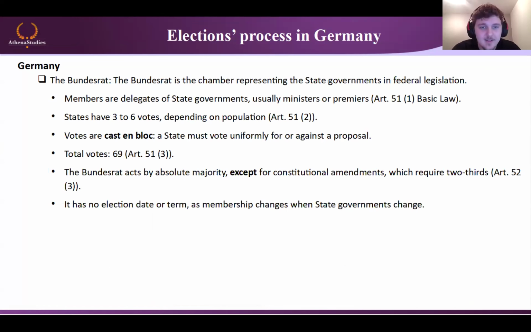Now the Bundesrat. That's the chamber representing the state governments in federal legislation. So members are delegates of state governments, so usually the ministers or the premiers. States have 3 to 6 votes depending on the population. Votes are cast en bloc, a French expression also used in the book. So a state must vote uniformly for or against the proposal. Total votes 69. The Bundesrat acts by absolute majority, except for constitutional amendments, which require 2/3.